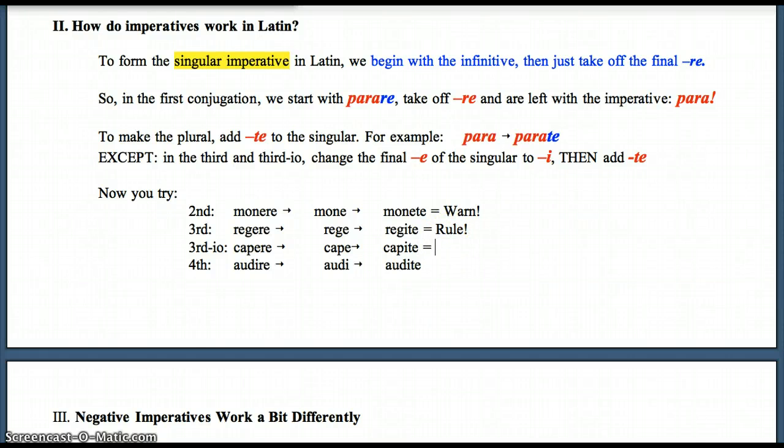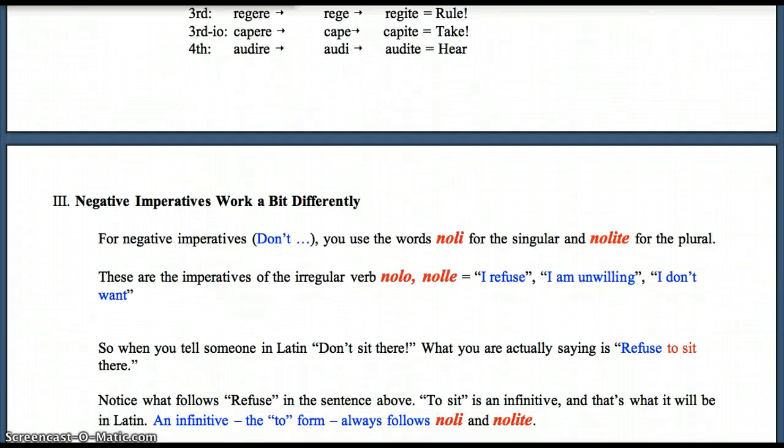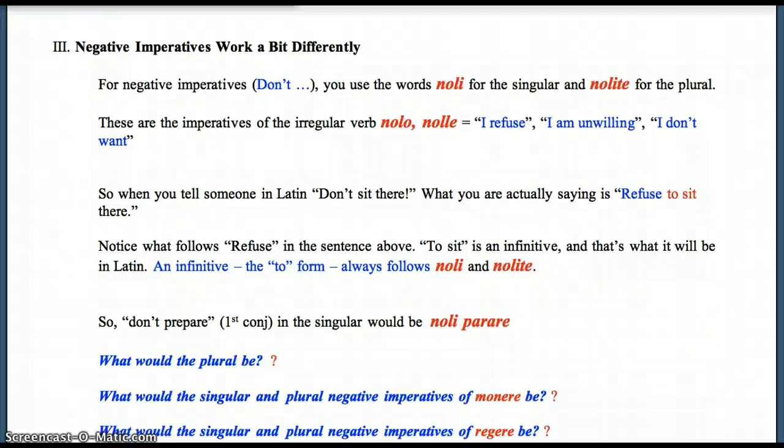Cape, capite, both mean take. Take this if you want. Whoops. Let's not put a plus, let's put that. Let's still not put a plus. Okay, audi, audite, both mean hear me, O people, or listen to me, O people. And that's what those are.